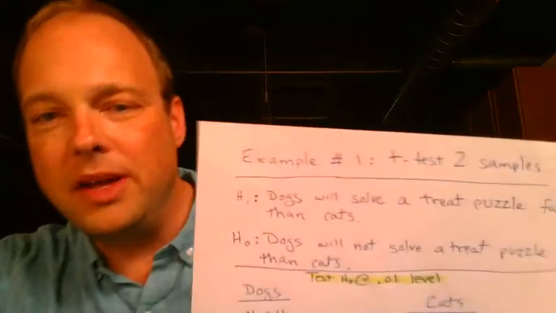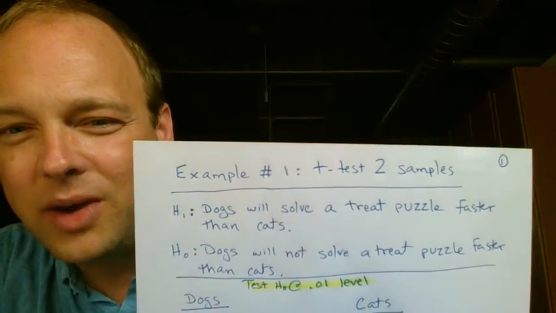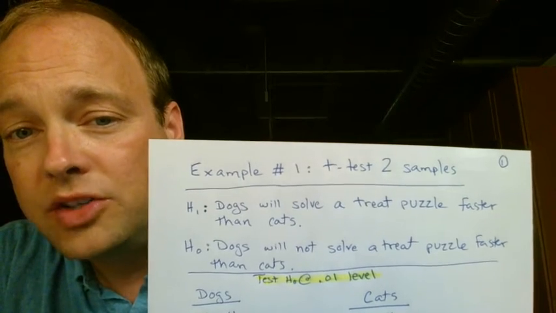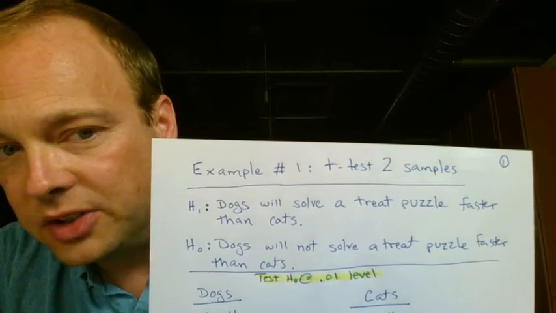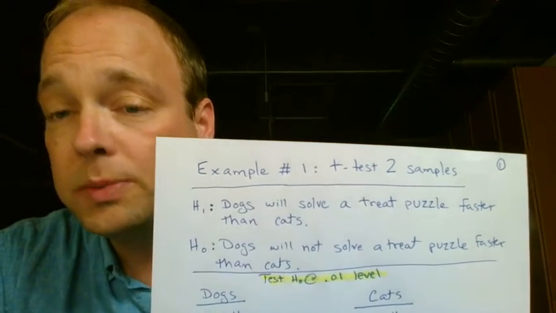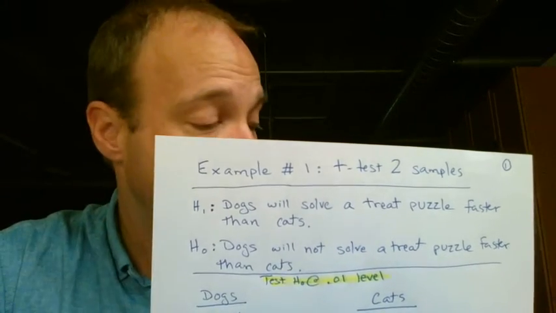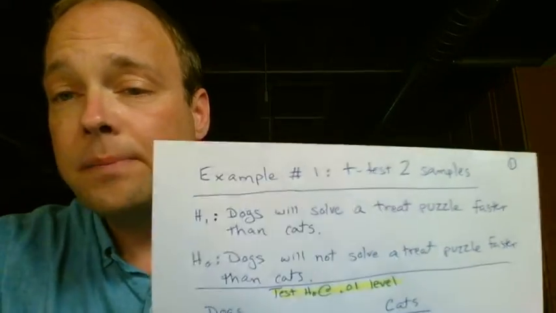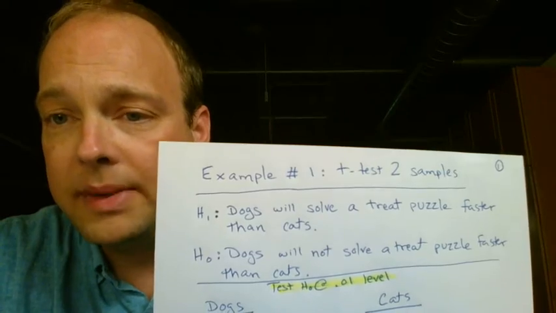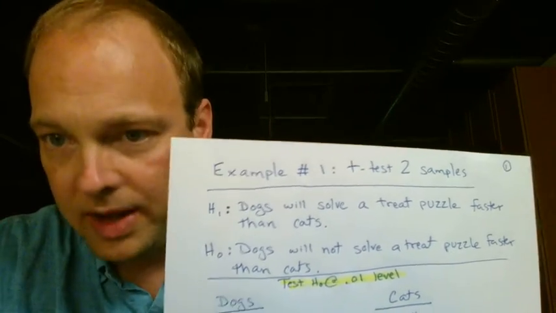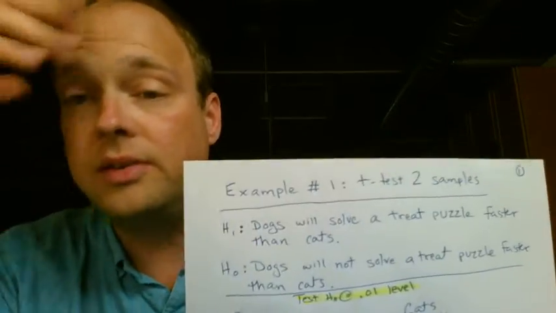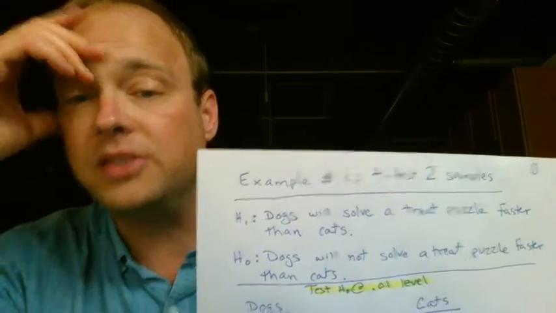The first thing I want to mention here are the hypotheses right there. The research hypothesis, H sub 1, dogs will solve a treat puzzle faster than cats. Okay, so we're talking about 2 groups here, 2 samples, a sample of dogs and a sample of cats, and we're going to compare them regarding the amount of time it takes for them to solve some kind of a treat puzzle. Like, for example, if you put a treat inside a toy to see how long it took the animal to get the treat out of the puzzle.